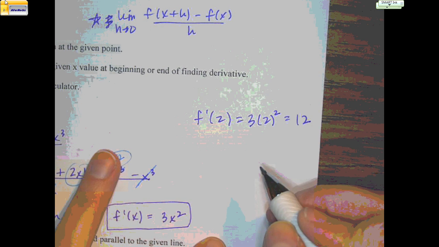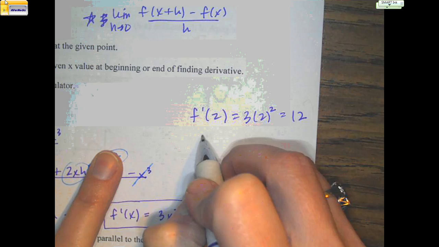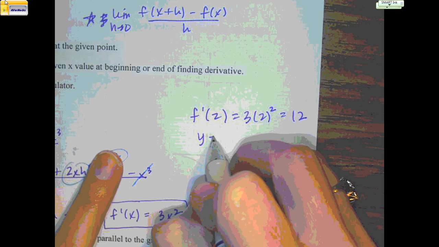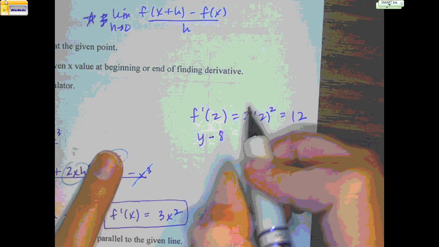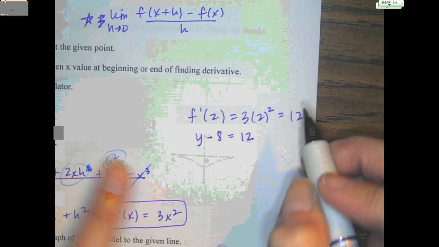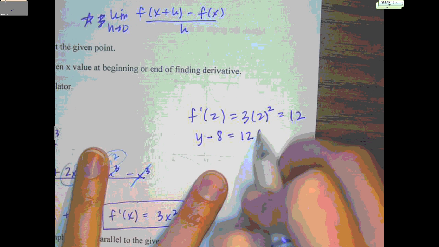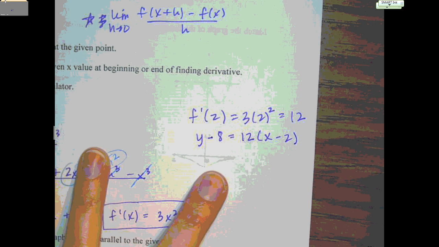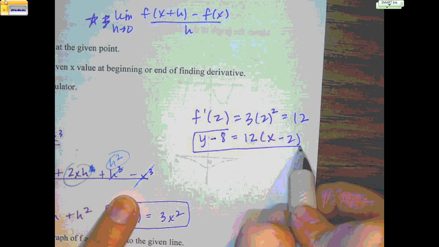And now I need an equation of the line. So point slope form, y minus y sub 1, which is 8, equals m, that's my slope, times x minus x sub 1, which is 2. And that's supposed to be my equation. So there's my actual answer.